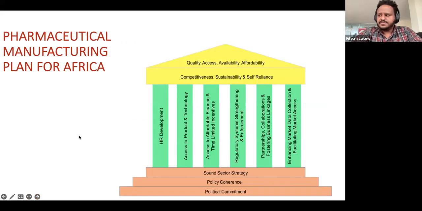So the Pharmaceutical Manufacturing Plan believes that with good political will, coherent policy among member states, and a sound sector strategy, we can achieve the goals stipulated in the plan. To achieve that, it builds upon six pillars: human resource development, access to product and technology, access to affordable finances and time-limited initiatives, regulatory system strengthening and enforcement, partnerships, collaborations, and fostering business linkages, and finally, enhancing market data collection and facilitating market access.